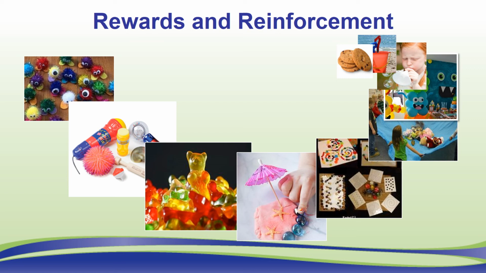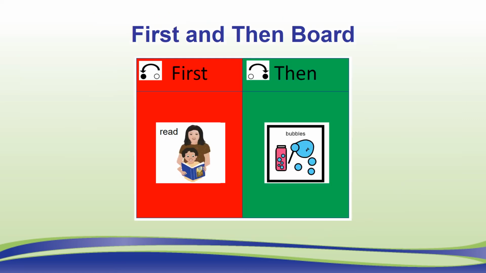You can use the HIPPY Card Preference Profile to determine which kinds of reinforcements will be useful for the child. Decide which ones to use and have them ready before you start working together. Use these with the first-then boards and again after completing new skills successfully, like this. First, we read, then we play with bubbles.